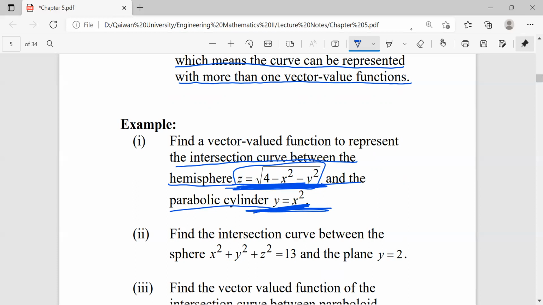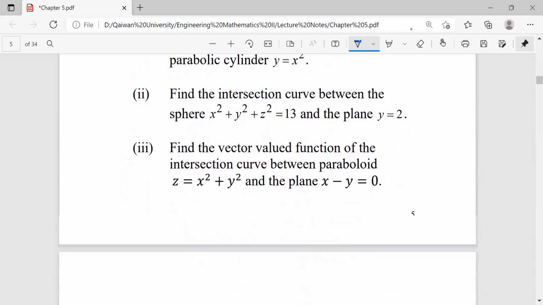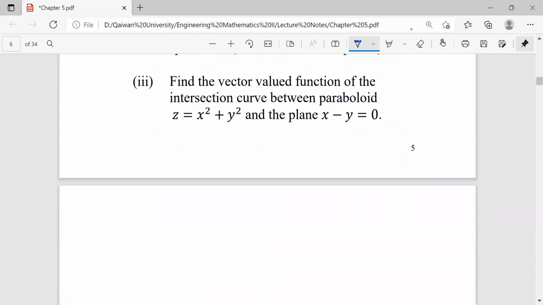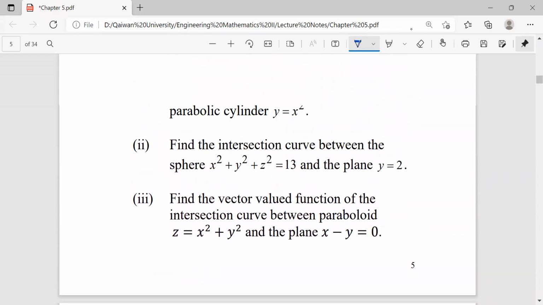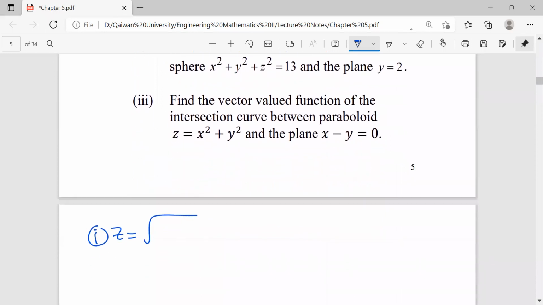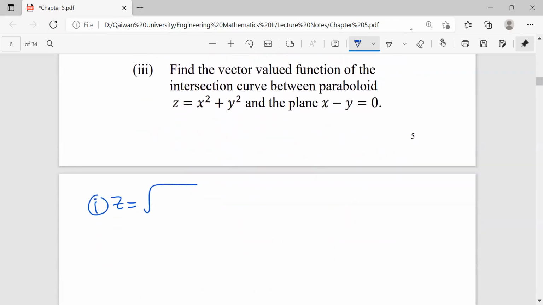We introduce t, the parameter. First, let's write down the equations. z equals the square root of 4 minus x squared minus y squared.